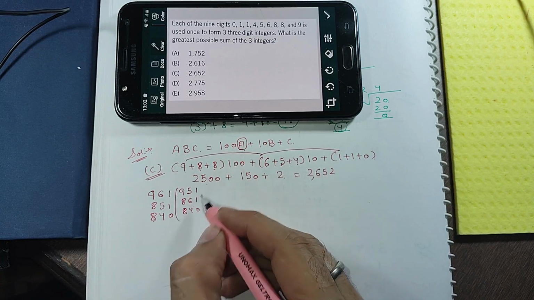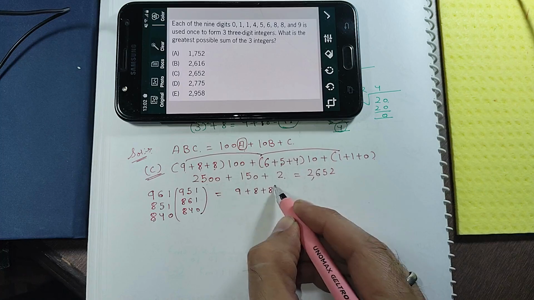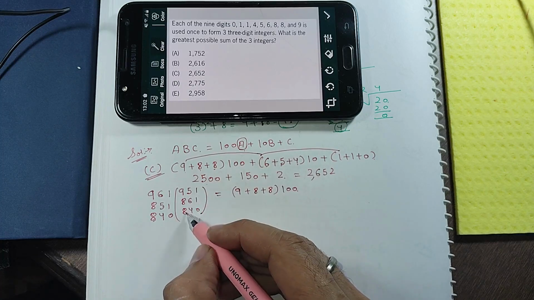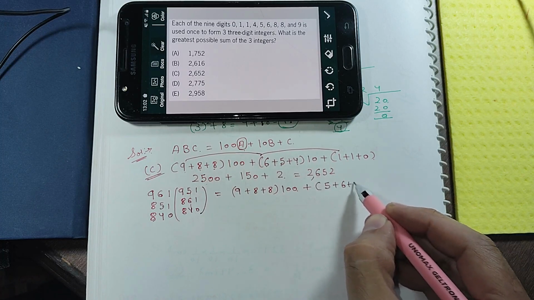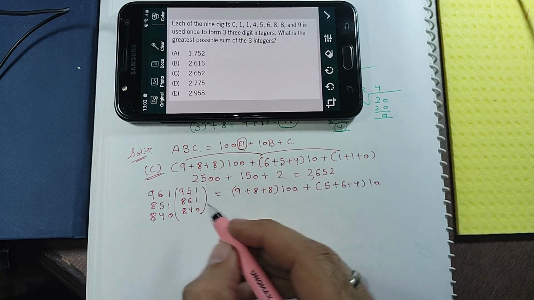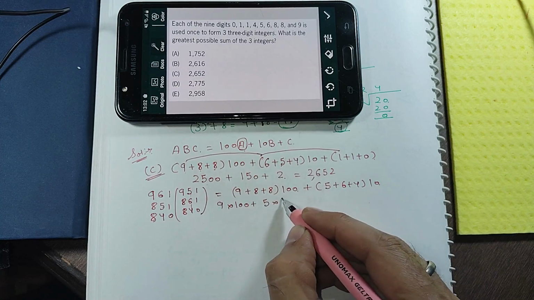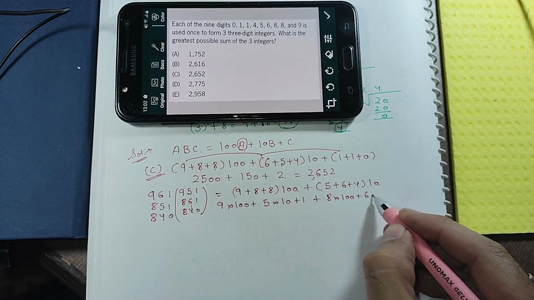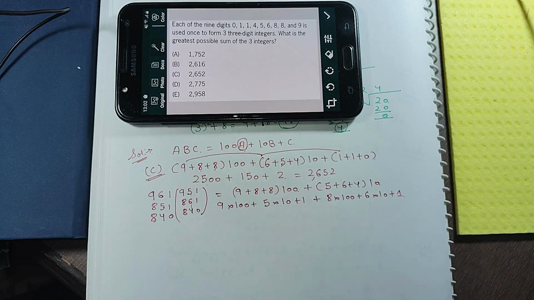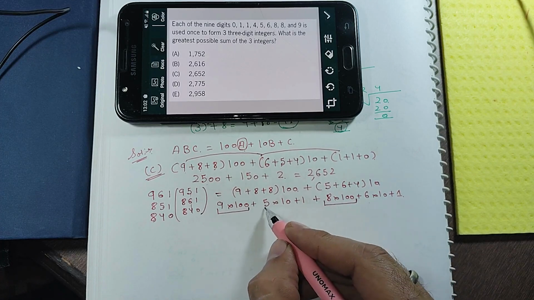But finally, if I add these, I will be having 9 plus 8 plus 8 multiplied by 100 to maximize the hundreds part, and then this part. So that would be independent of the order in which we take these, right? Now see, simply I will write 951 as 9 into 100 plus 5 into 10 plus 1. Now further I can write 861 as 8 into 100 plus 6 into 10 plus 1. So by taking common, I am just making it independent of the order of the digits, right?